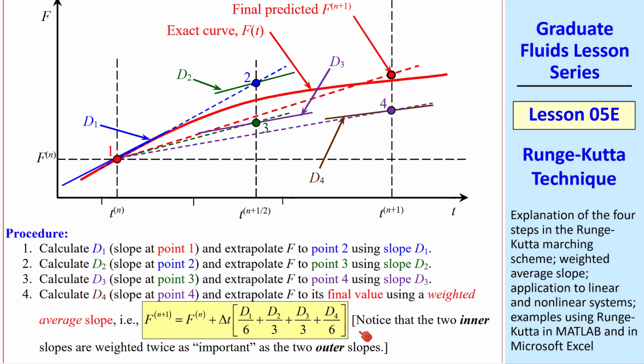As I comment here, notice that the 2 outer slopes are weighted less important than the 2 inner slopes, d1 and d4 being the outer slopes, and d2 and d3 being the inner slopes. You can see that this Runge-Kutta technique is a kind of predictor-corrector technique, except with 4 separate steps and a weighted average of 4 slopes.